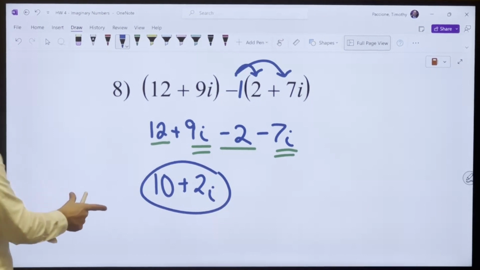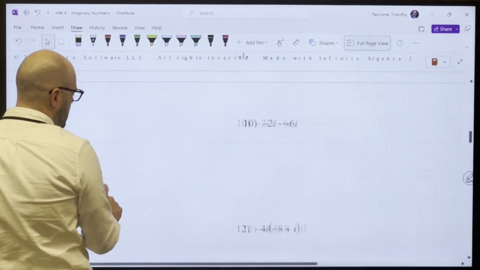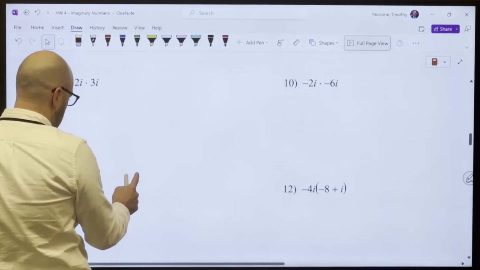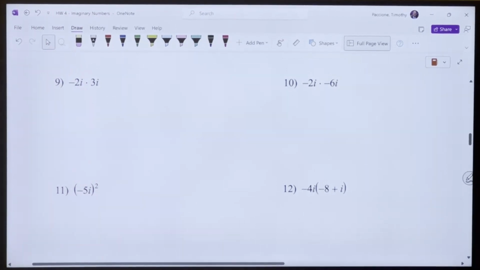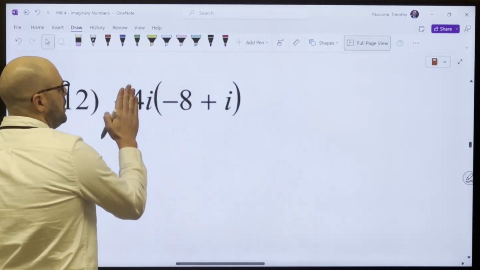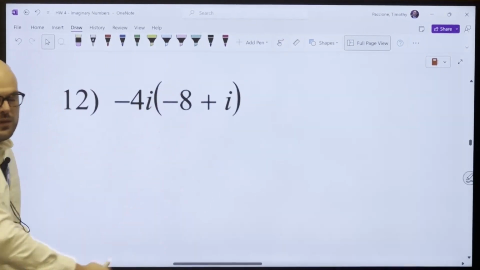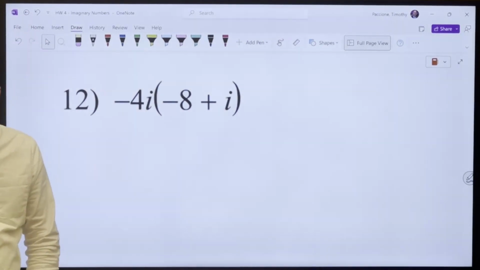All right, the back is where we're multiplying, so a little bit trickier because you get that i squared thing a lot. Does anybody want to see anything 9 through 12 before we start FOILing? 12? Okay, so 12. If this just said a number on the outside, what would you know to do with that? Starts with a D, distribute, right?